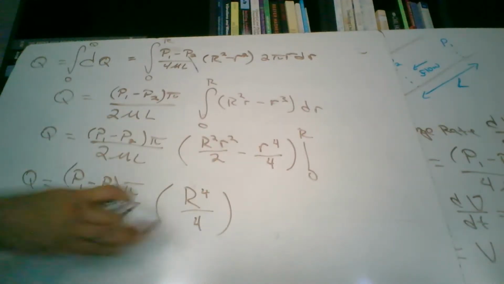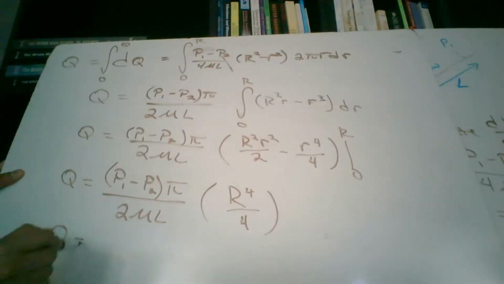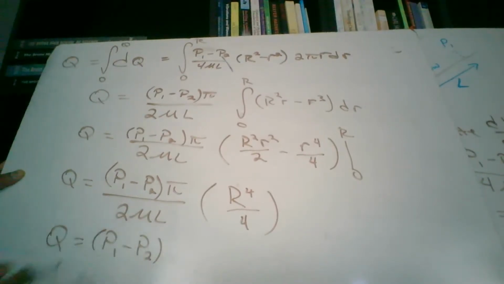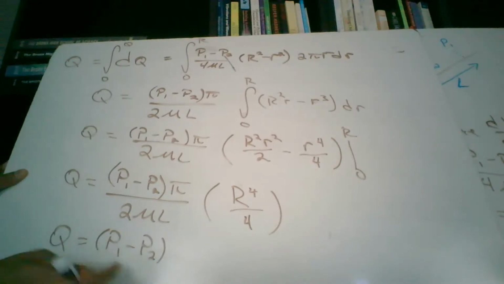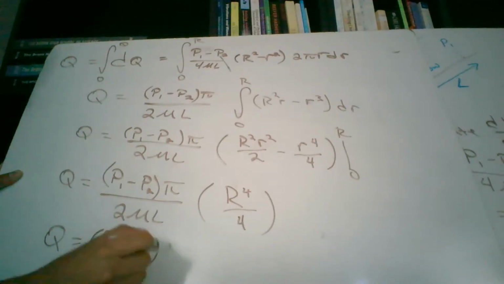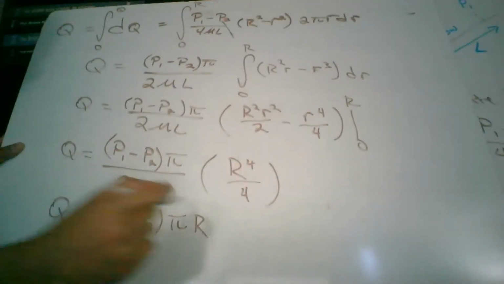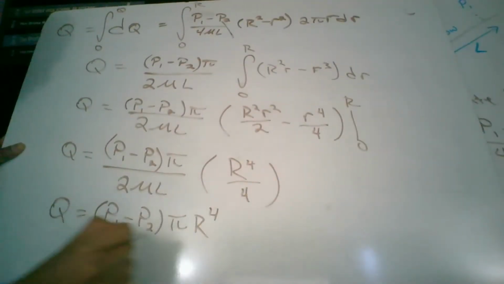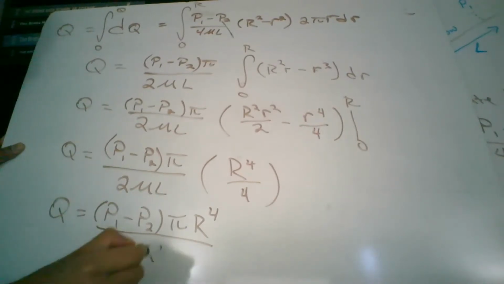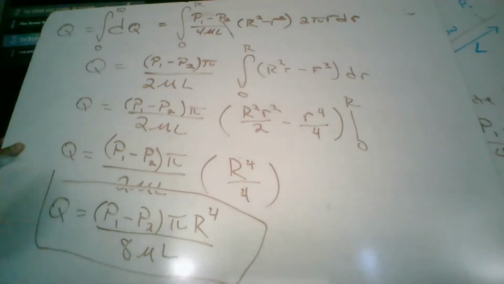And then the last thing we need to do is just clean this up and write down our equation. So Q is going to equal P1, P2, so the higher pressure minus the lower pressure. Sometimes in textbooks they write it the opposite way. Just know that P2 represents the higher pressure. So we get pi big R to the 4th, and in the denominator, we have 4 times 2, which is 8, times the coefficient of drag, times the length of the pipe. And this is your equation of discharge.